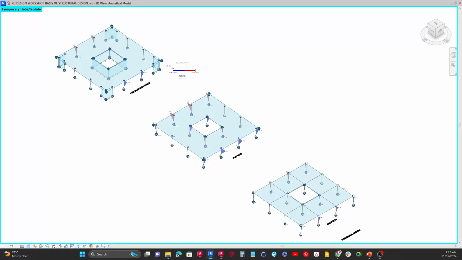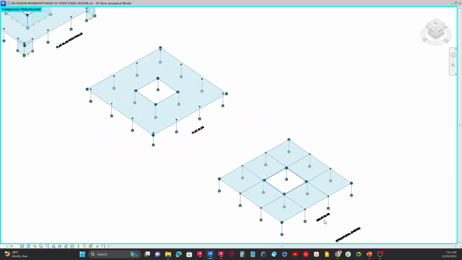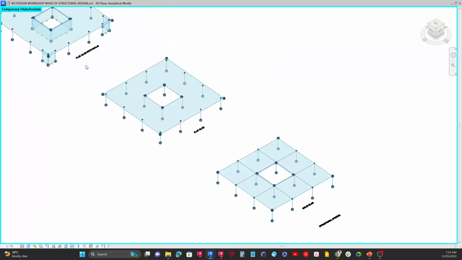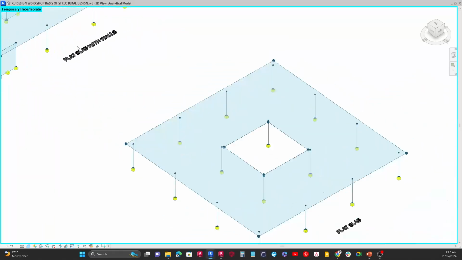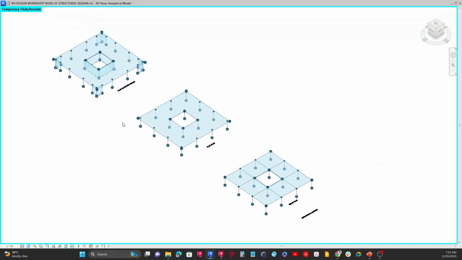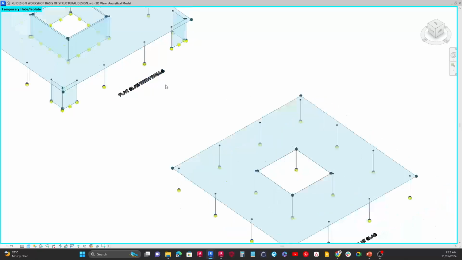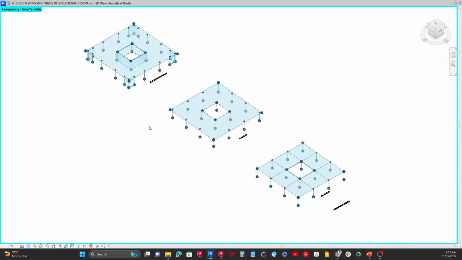So let me just ask, between the three of these, which would be a heavier structure? Is it going to be the solid slab, the flat slab, or the flat slab with walls? You can arrange it in ascending or descending order and type your answer in the chat box. Which of these is going to be the heavier structure? Is it going to be the solid, the flat, or the flat slab with walls? Let me hear your answer in the chat box.